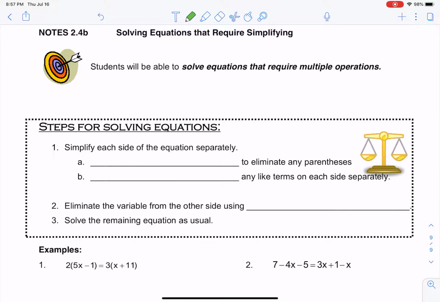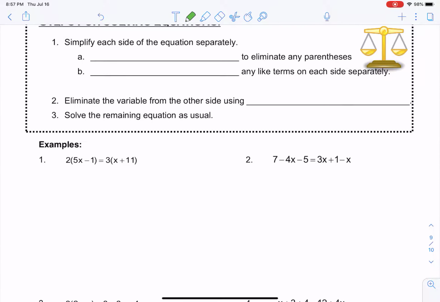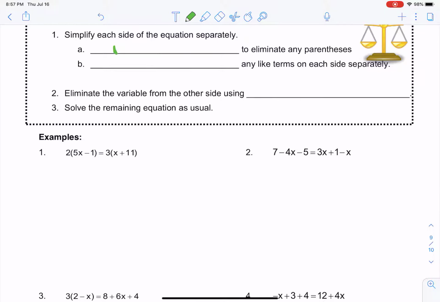Today we're going to be solving equations that require you to simplify. So we're going to have all the same steps that we've been talking about, but this time you're going to have to do some simplifying first. So the first thing we're going to do is use that distributive property if I have any parentheses that I need to get rid of.